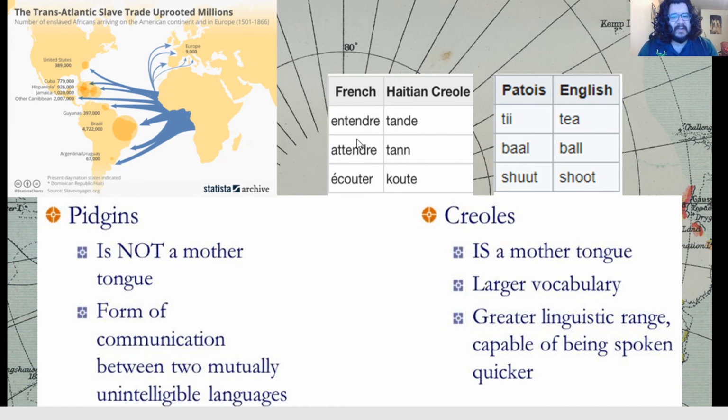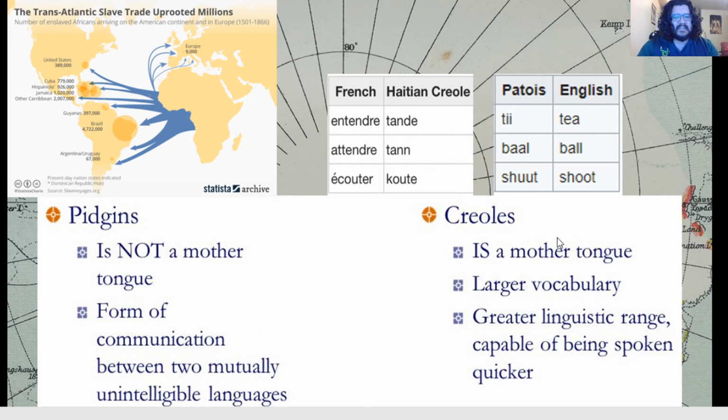French and Haitian Creole: entendre, t'attendre, attendre, t'attendre, écouter, t'écouter. We see this kind of shortening of words, these new consonants and vowel sounds, things like that develop too. And that's all fine, that's all well and good, right? That's just how the Creole starts to develop.